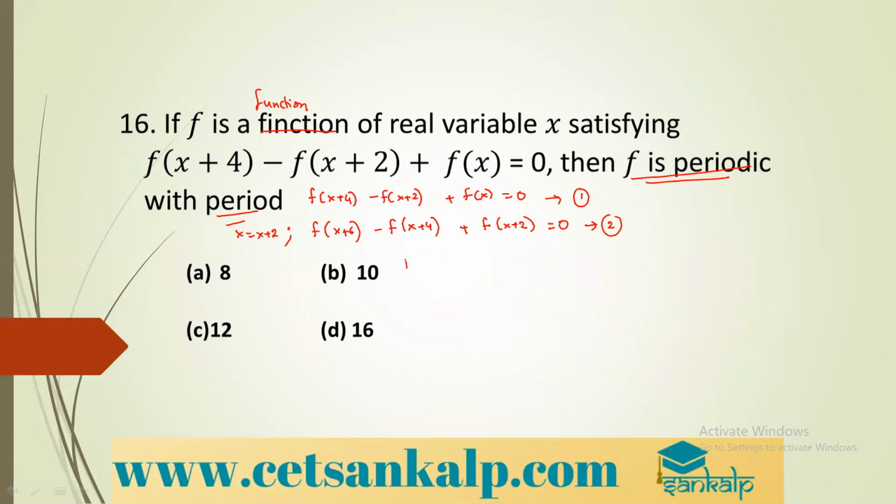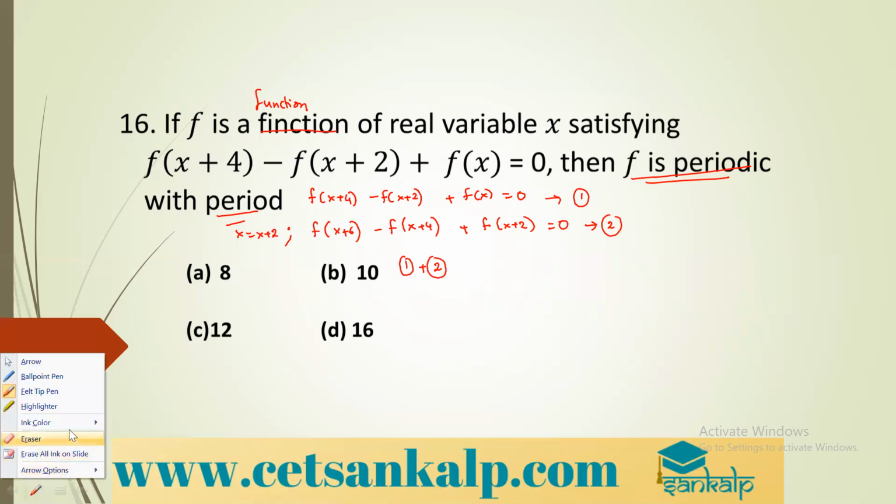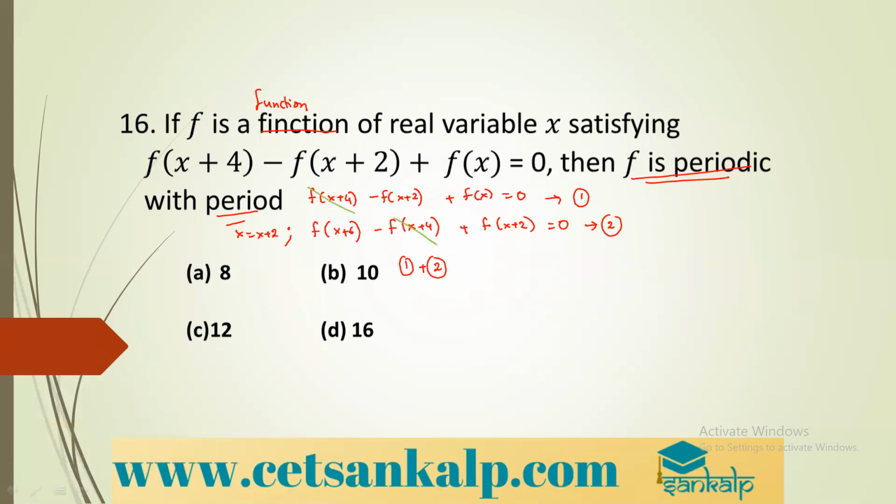Now what I will do is I will add equation 1 and equation 2. What will happen if I add these two equations? Observe carefully. So this term will cancel and this term will cancel while adding, because one is positive, one is negative. And so I will get just f(x plus 6) plus f(x) equal to 0. Name this as third equation. Now this equation will be satisfied for every x. That's why x, I will put it as x plus 6 and see what will happen.